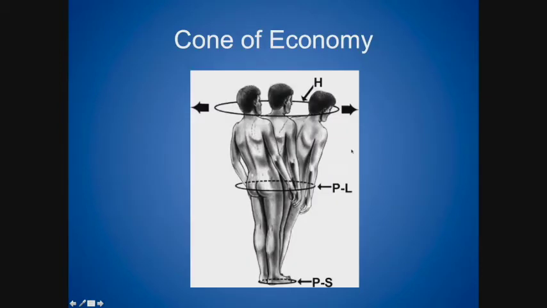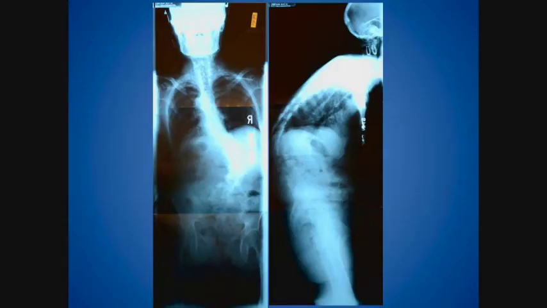So to show you more extreme examples of that cone of economy and imbalance, here's another patient. Anyone who would see this patient walk in our office would know this is not compatible with a happy life. This lady's way bent forward. She has severe thoracolumbar kyphosis, severe kypho-scoliosis, and she's miserable. Coincidentally, she's an ICU nurse.